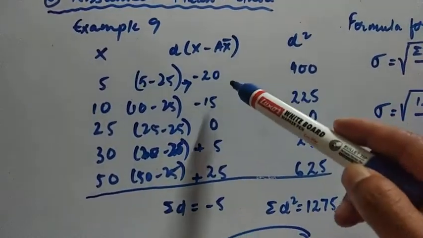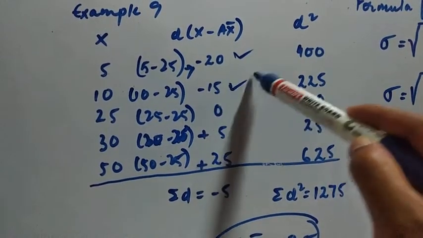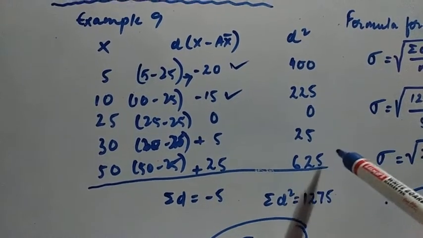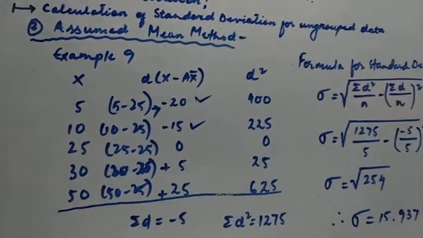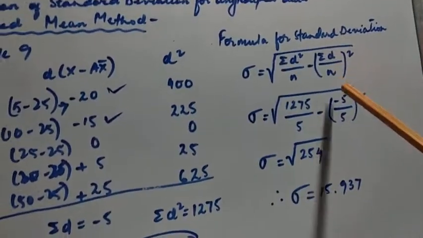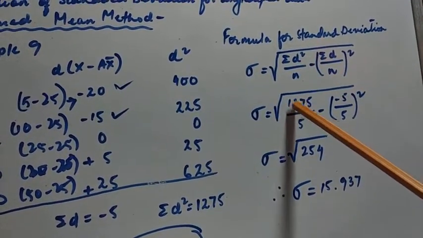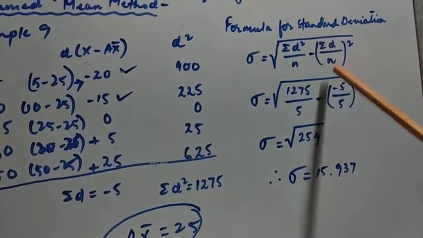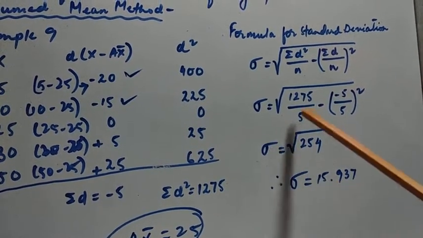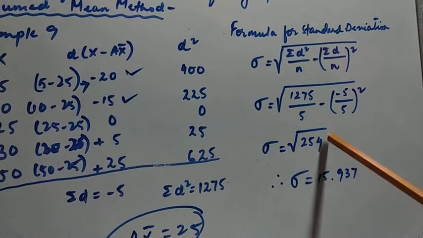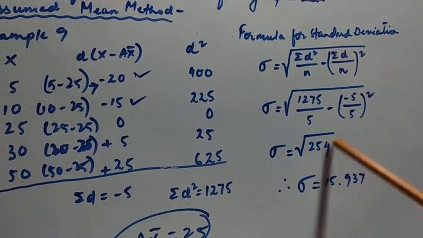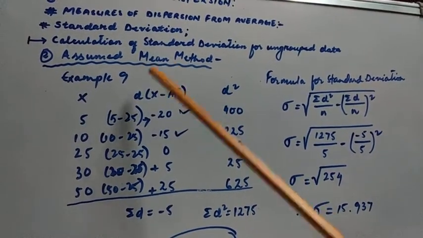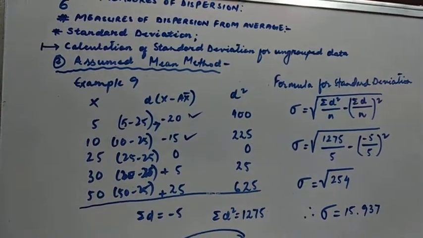d square: the square of 20 is 400, the square of 15 is 225, the square of 0 is 0, the square of 5 is 25, the square of 25 is 625, and we get summation d square. So you just substitute all these values in the formula: summation d square is 1275 divided by 5, minus summation d, which is minus 5, divided by n, which is 5, squared. What you will get is the square root of 254, and the square root of 254 is 15.937. So that is the standard deviation under the assumed mean method for ungrouped data.